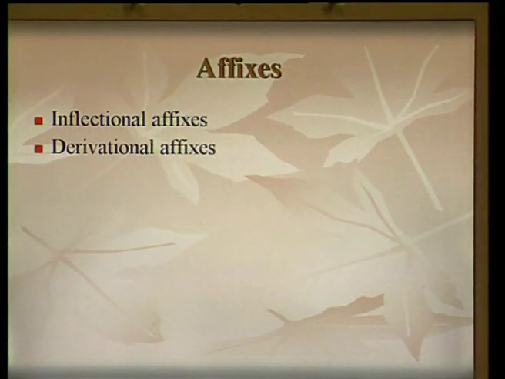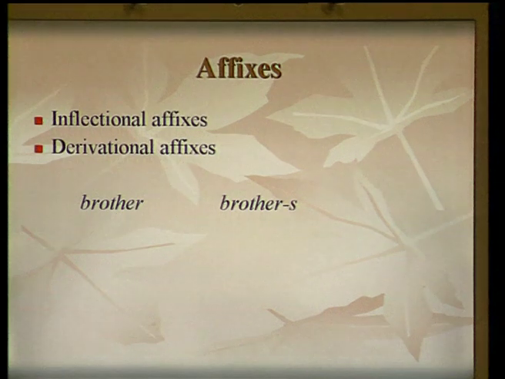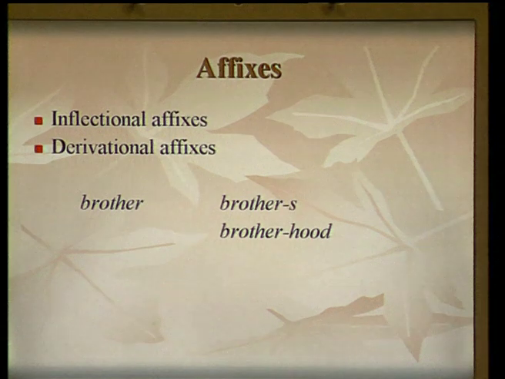There are different types of affixes from the point of view of their function. These are inflectional affixes and derivational affixes. If you take brother and brothers, S in brothers is an inflectional affix. If you take the word brotherhood, hood is a derivational affix. The reason is that brotherhood derives a different lexeme, whereas brothers only derives a word form of brother.